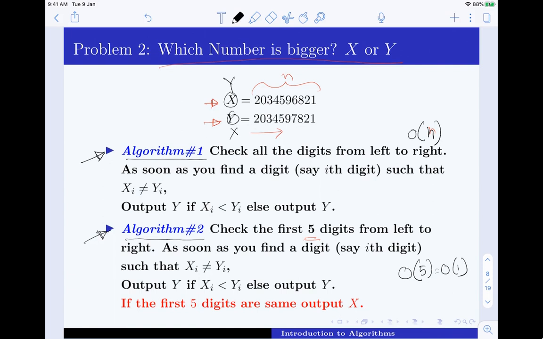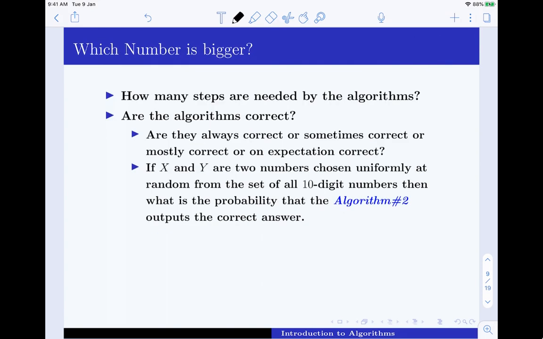And I cannot say which algorithm is better, because maybe this order n might be too costly an algorithm compared to an order 1 algorithm. It may be good enough to sacrifice some amount of correctness for the reduction in the number of steps. We are asking this set of questions.